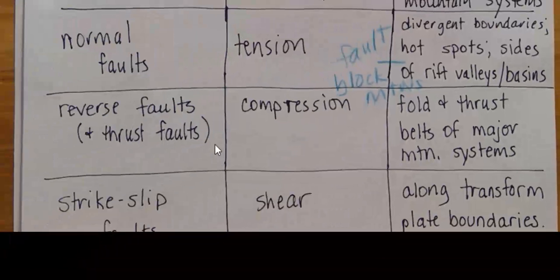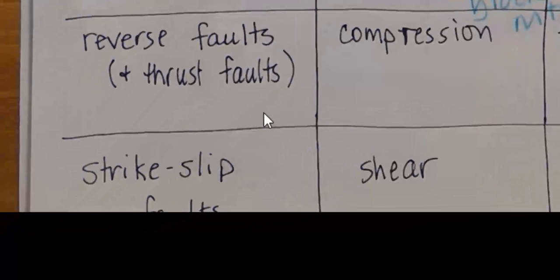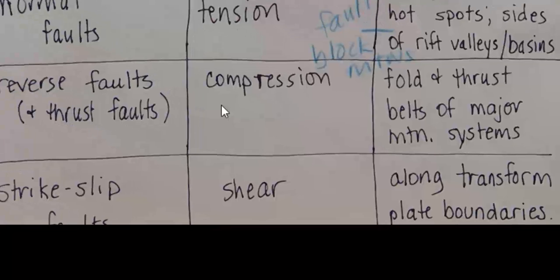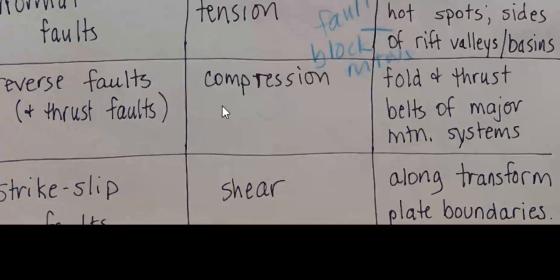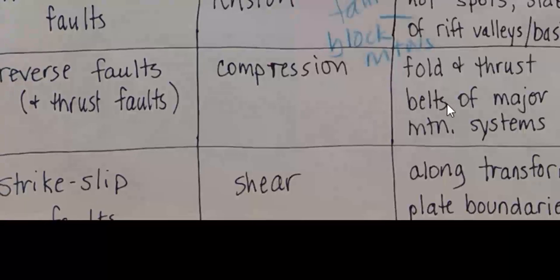Same thing. Well, let's move on to our reverse faults, including the low angle reverse faults that we know as thrust faults. Like the folds we were talking about earlier, our anticlines and synclines, these reverse faults are caused by compression in the lithosphere. And they are typically found in the same locations as our anticlines and synclines in the fold and thrust belts of major mountain systems.